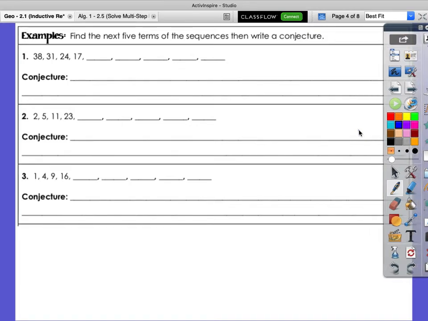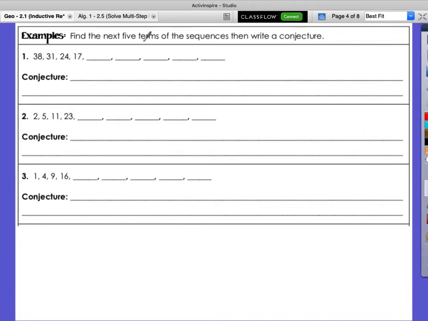So our first example, we're supposed to find the next 5 terms of the sequences, then write a conjecture. A sequence is just a series of numbers, or terms in this case. So it's not like a like term in algebra. Don't write this down, but it's not like 2x plus 7, where these are different terms, or where 2x plus 3x are like terms. It's a little bit different. Each one of these separated by a comma is a different term. So this is the first term, second term, third term, fourth term.